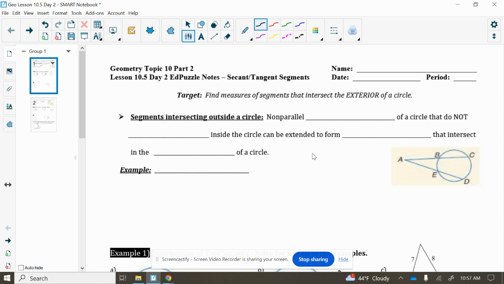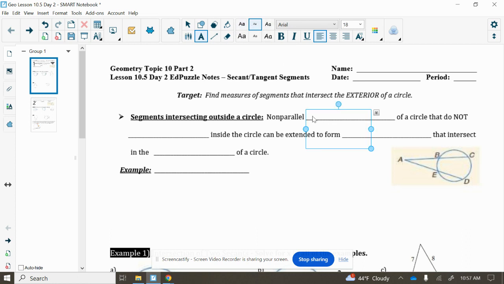And welcome to lesson 10.5, day 2. Today we're going to talk about segments that intersect outside of our circle. So again, non-parallel segments that do not intersect inside of our circle, but can be extended to form segments that intersect outside of the circle. And these are going to be our examples for today.